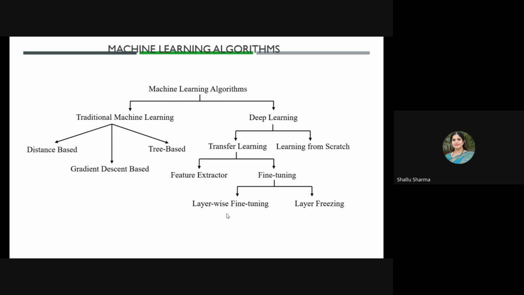I think you will be aware of transfer learning. What is transfer learning in the case of deep learning? We will discuss it in further slides also. And then learning of a model from scratch. Transfer learning is further divided into feature extractor or fine tuning model, where fine tuning can be further divided into layer wise fine tuning and layer freezing. So these are the different methods in which we are going to train our model.